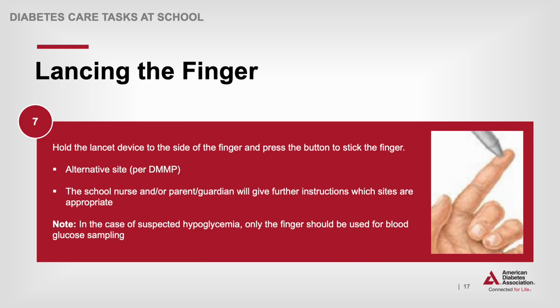Number 7, hold the lancet device to the side of the finger and press the button to stick the finger. Use the side of the finger as the tip and pad of the finger have more sensitive nerve endings. Express an adequate drop of blood. If an alternate site is used, the school nurse and/or parent guardian will give further instructions on the appropriate sites. Note: in the case of suspected hypoglycemia, only the finger should be used for blood glucose sampling.